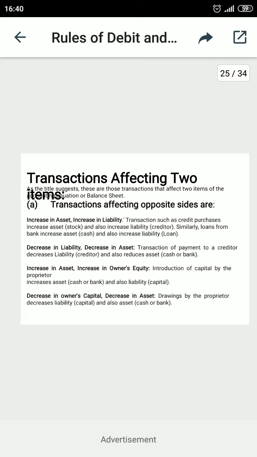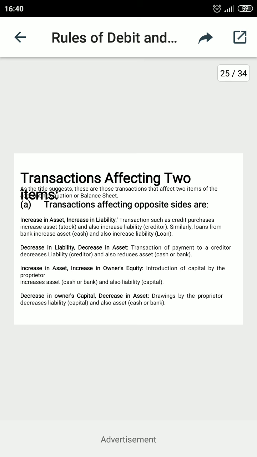With the help of examples, you will understand the transactions affecting two items. First is transactions affecting the opposite sides. When I am talking about opposite sides, I am talking about debit and credit both. So number one is the increase in assets and increase in liabilities. First example is credit purchase.